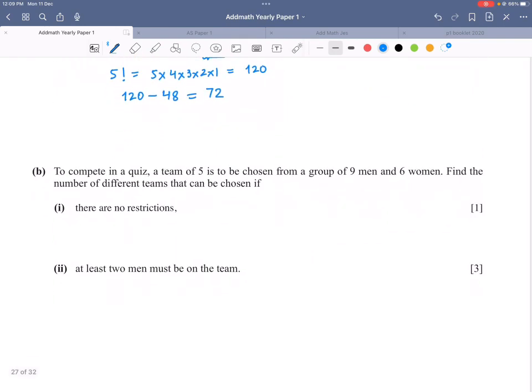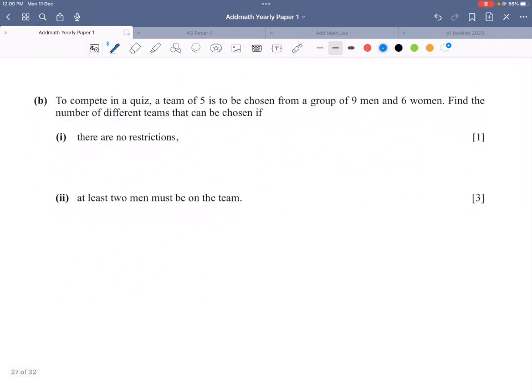To compete in a quiz, a team of 5 is to be chosen from the group. At first, let me highlight the keyword here: chosen. That means the question is from the combination subtopic. From a group of 9 men and 6 women, find the number of different teams that can be chosen if there are no restrictions. So in total we have 9 plus 6, 15 persons. And if there is no restriction, we get 15 combination 5.